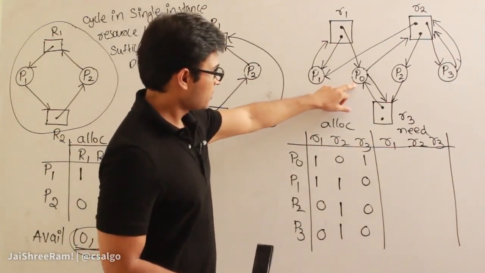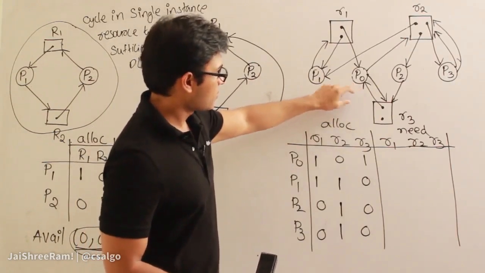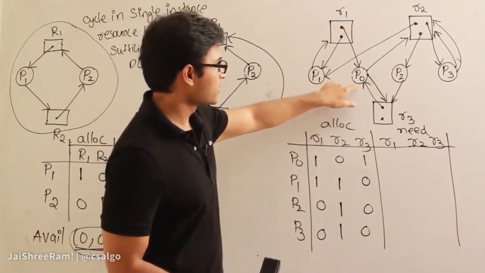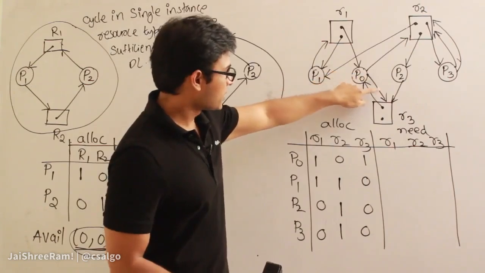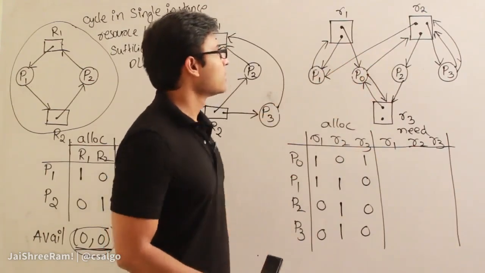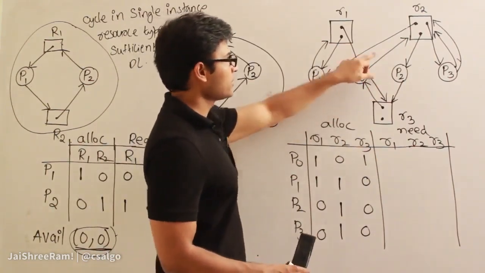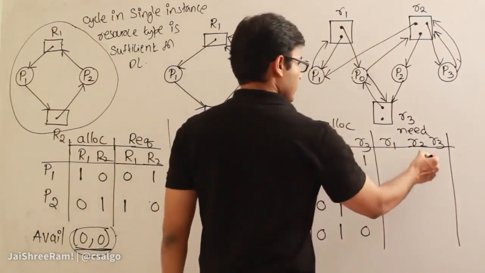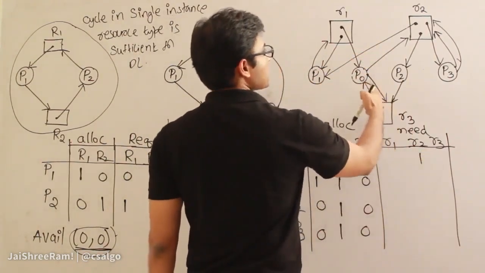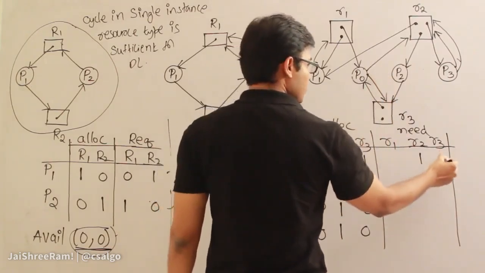P0 actually requires one instance. How many outgoing edges are there? 2 outgoing edges, right? So one outgoing edge is here and the other outgoing edge is here. So P0 requires one instance of R2, fine, and one instance of R3, fine.